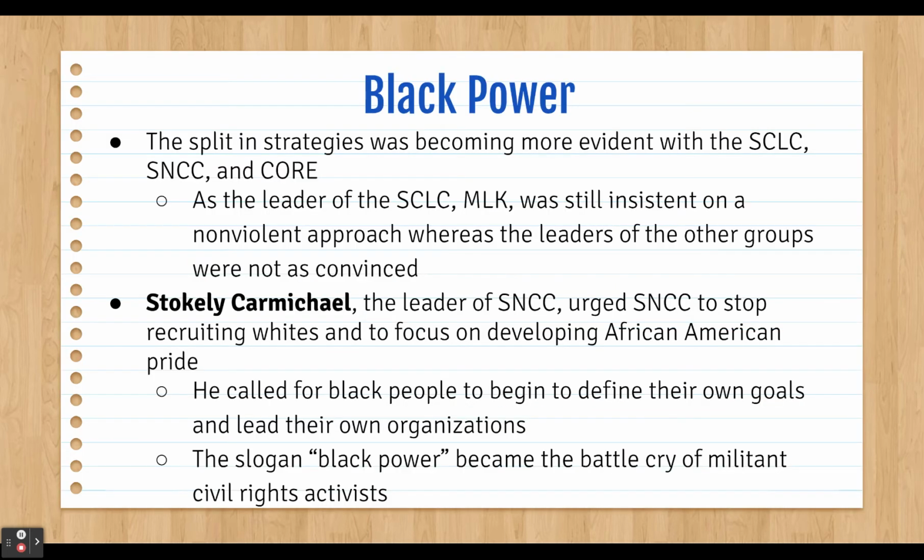Black Power. The split in strategies was becoming more evident with the SCLC, SNCC, and CORE. As the leader of the SCLC, MLK was insistent on a nonviolent approach, whereas the leaders of the other groups were not as convinced. Stokely Carmichael, the leader of SNCC, remember SNCC was the Student Nonviolent Coordinating Committee, so their group members are younger, college age type people. So Stokely Carmichael urged SNCC to stop recruiting whites and to focus on developing African American pride. He called for Black people to begin to define their own goals and lead their own organizations. The slogan Black Power became the battle cry of militant civil rights activists.